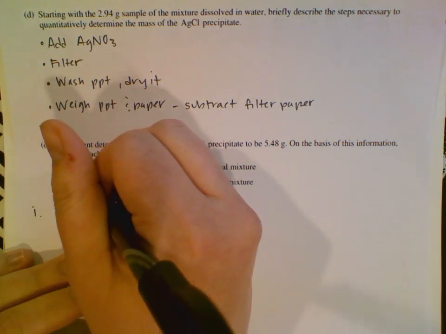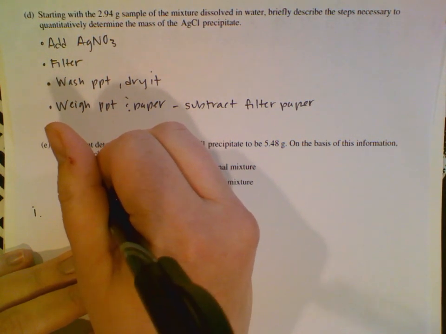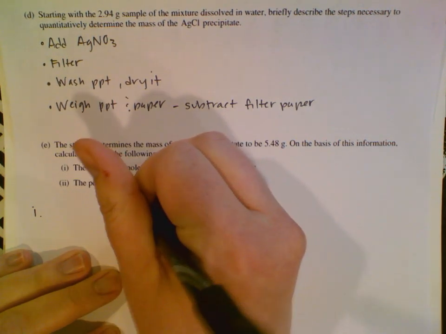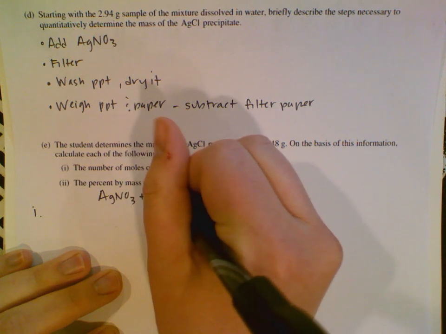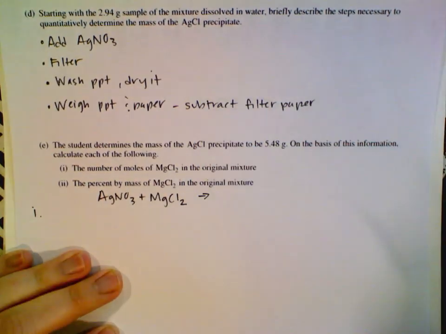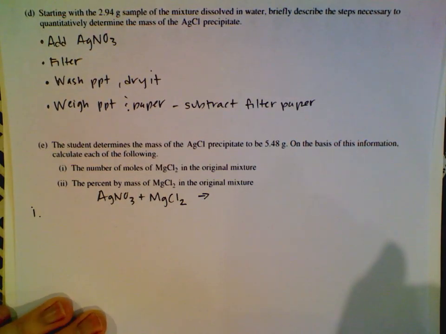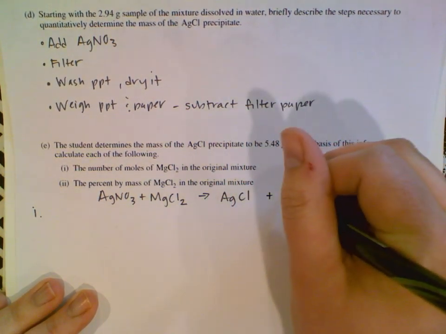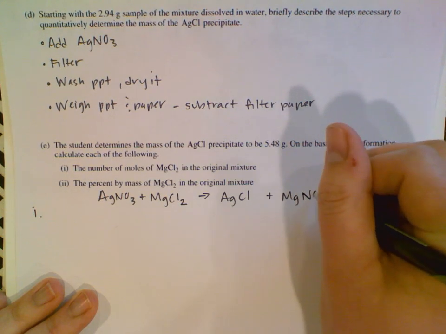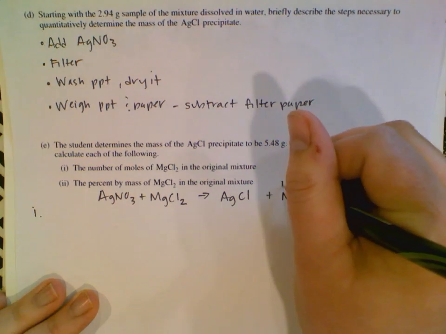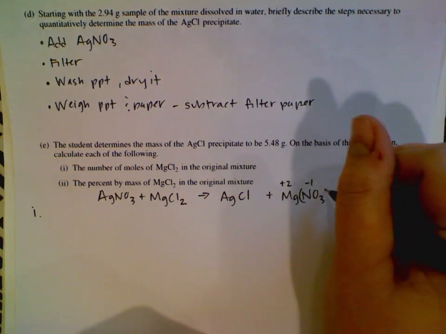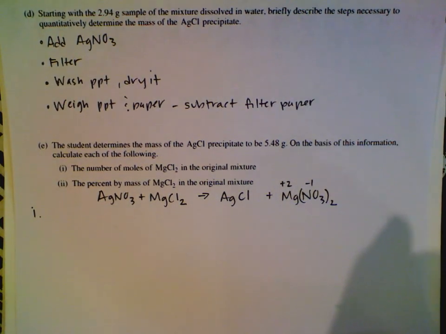So if we look at my balanced equation, I have AgNO3 plus MgCl2. If we think about a double replacement reaction, you are going to have Ag with the Cl and the Mg with the NO3. If we check our oxidation numbers, Mg is a +2, NO3 is a -1, so my formula needs to be Mg(NO3)2.